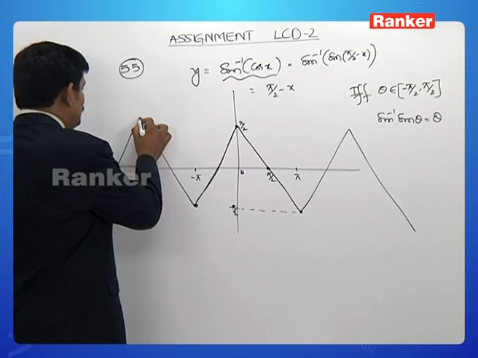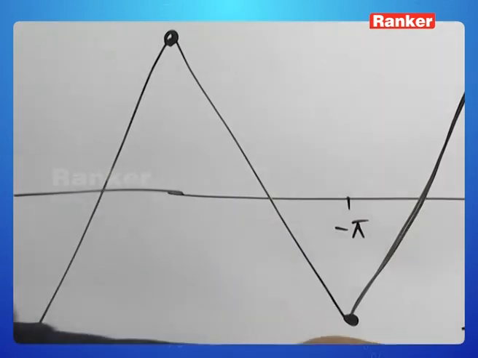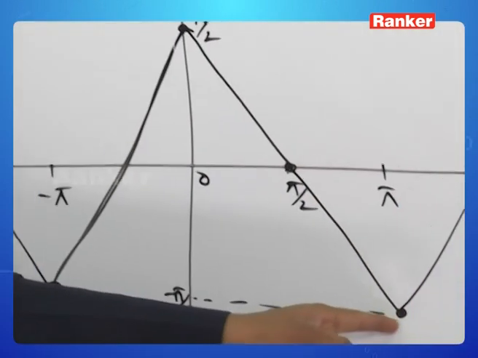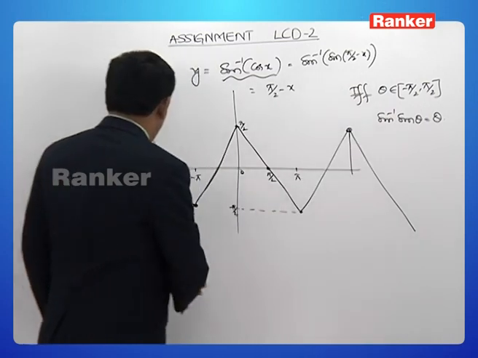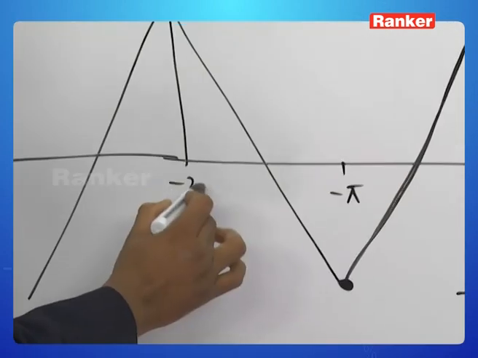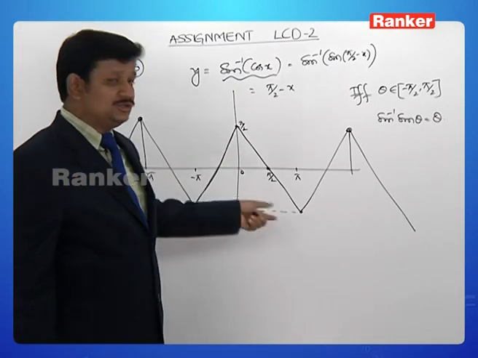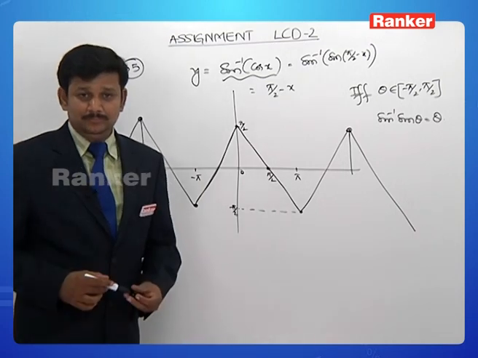So the function is not differentiable at minus pi, not differentiable at 0, not differentiable at pi, not differentiable at 2 pi, and not differentiable at minus 2 pi. So the function will not be differentiable at multiples of pi. At all other points the function is differentiable.